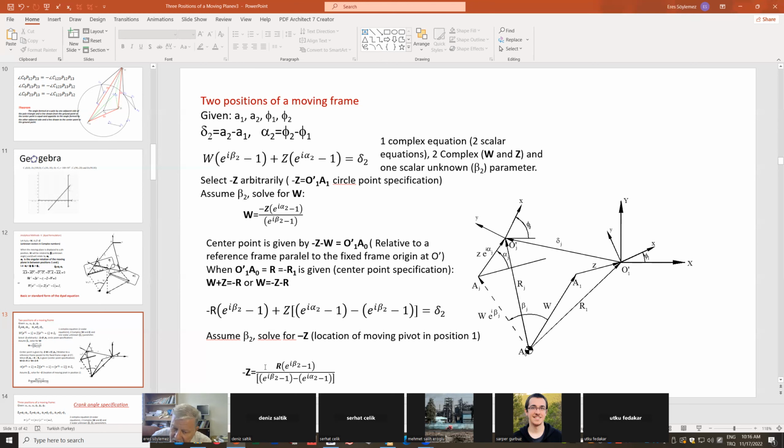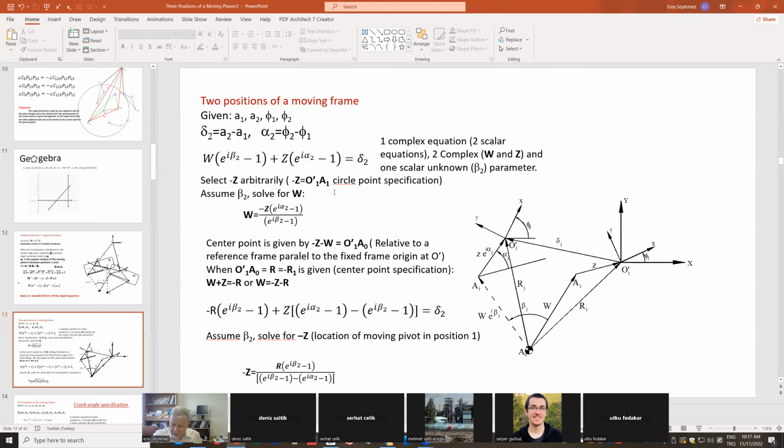In that case, I will select the center point this time, and the angle beta 2, again, to determine minus Z. Minus Z is the location of the circle point. Meaning, either I will have a circle point defined and angle beta 2 to determine W, from which I will solve this dyad. Whenever you solve 2 dyads, you will end up with a 4-bar. Correct? So for each dyad, I will solve this equation once.